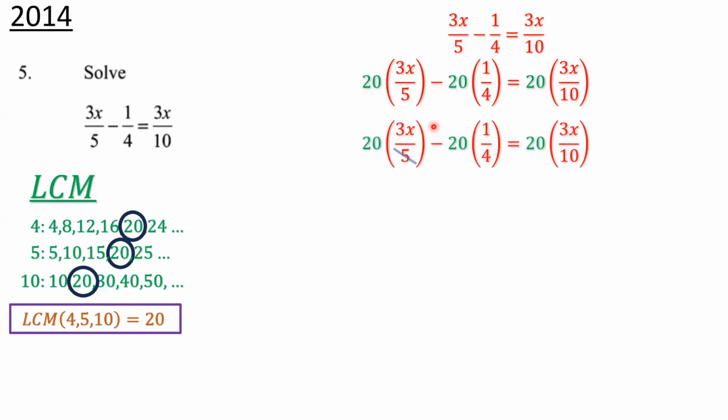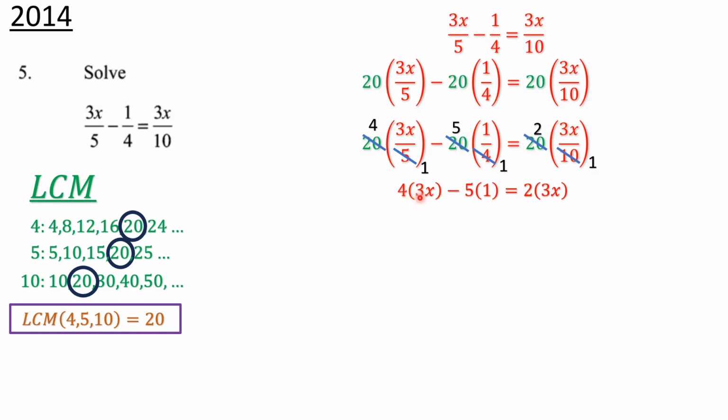Next, we're going to divide. How many times can 5 go into itself? 5 goes into itself 1 time, and 5 goes into 20 4 times. How many times does 4 go into itself? 4 goes into itself once. 4 goes into 20 5 times. How many times does 10 go into itself? 10 goes into itself once, and 10 goes into 20 twice. And so now we are left with 4 times 3x, 5 times 1, and 2 times 3x. We're going to multiply.